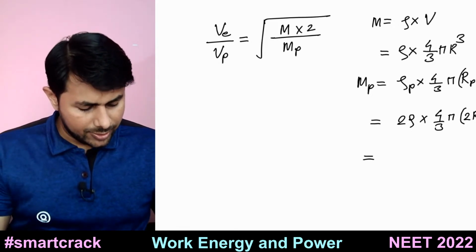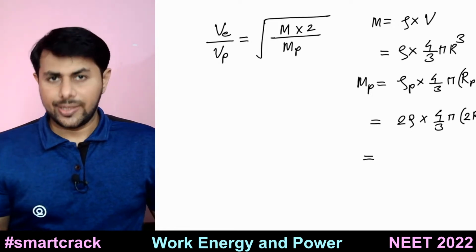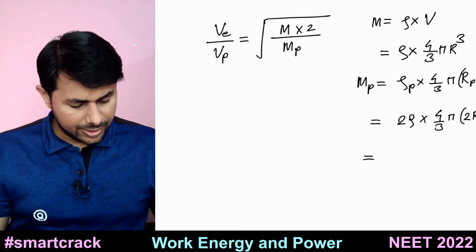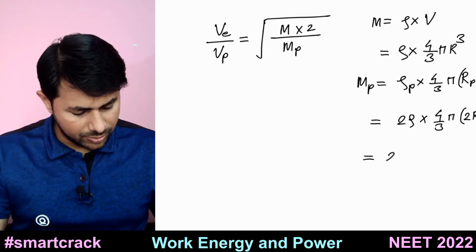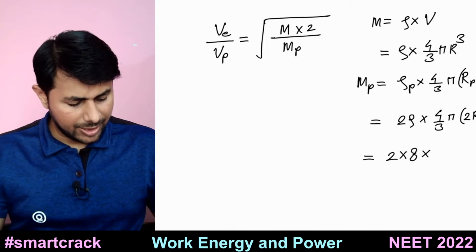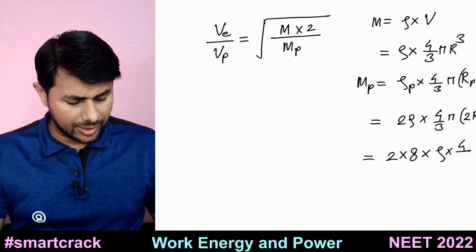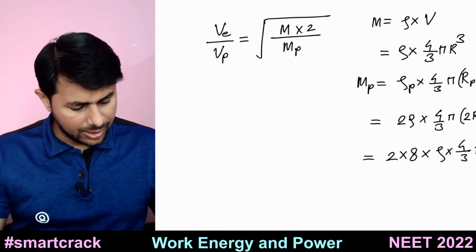Okay, so 2 cube is 8, right? This 2 cube is 8, so we have that 8 and this 2, so I can write this as 2 times 8 multiplied by rho into 4 by 3 pi r raised to 3.